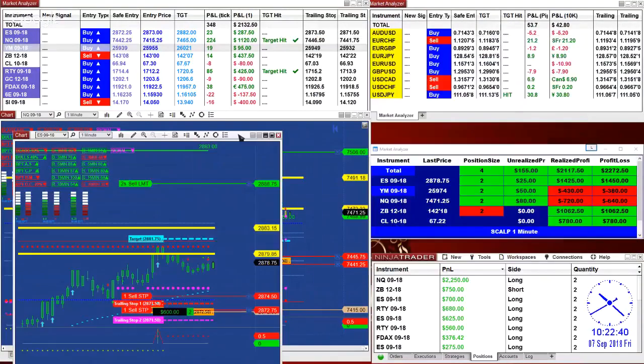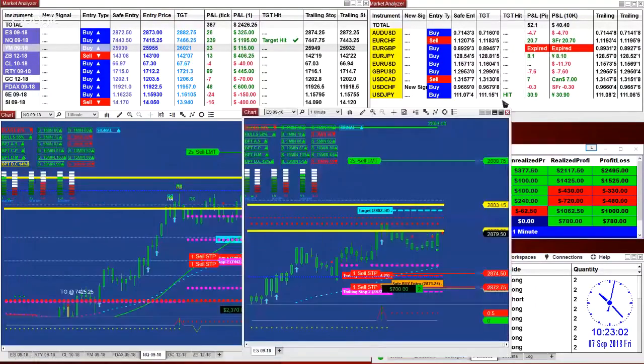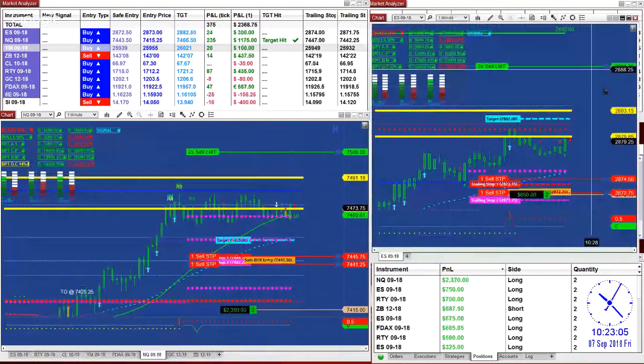The scalpers, the ES, YM, NASDAQ, all of them took a long trade. I like to see that. And NASDAQ is still long on the swing trading. ES is still long. So it's very good to also get information on how the other auto trades are doing.